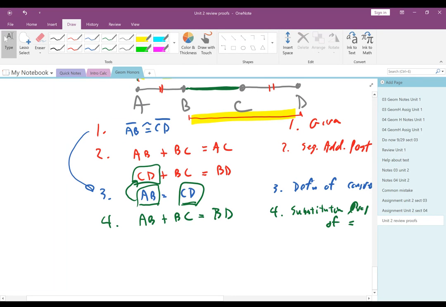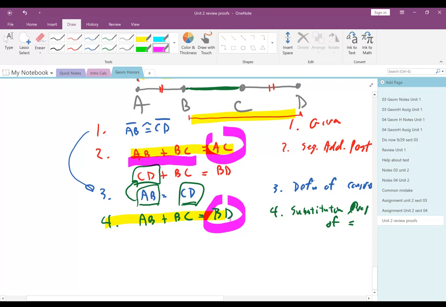Now look at this green statement. I'll highlight this green statement and this top red statement. They are exactly the same, except that the right side is different. But if you think about it, AC is equal to AB plus BC, and BD is equal to AB plus BC. So since they are equal to the same thing, AC is equal to BD by the transitive property.